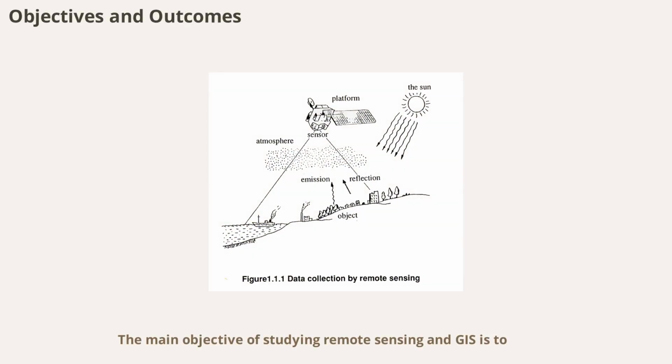The main objective of studying remote sensing in GIS is to introduce students to the basic concepts and principles of these technologies. By the end of this course, you'll have a solid understanding of the principles behind remote sensing in GIS, including how data is collected, processed, and interpreted. These skills are crucial for anyone looking to work in fields that require spatial data analysis or environmental monitoring. Let's move forward and see how these objectives translate into real-world outcomes.